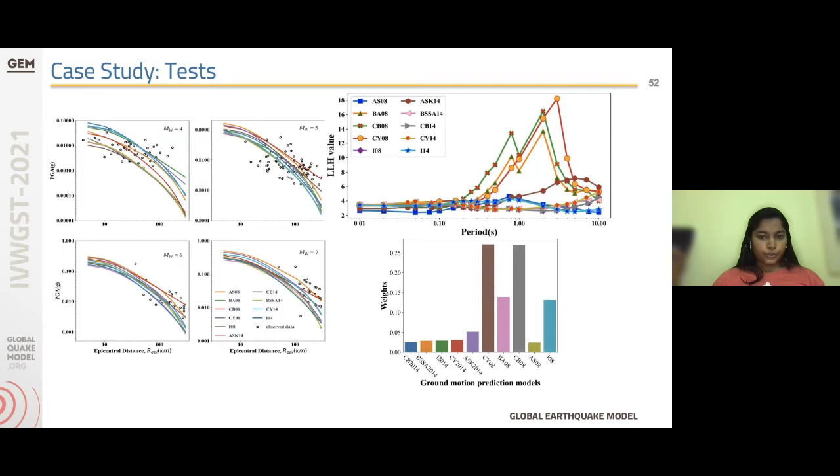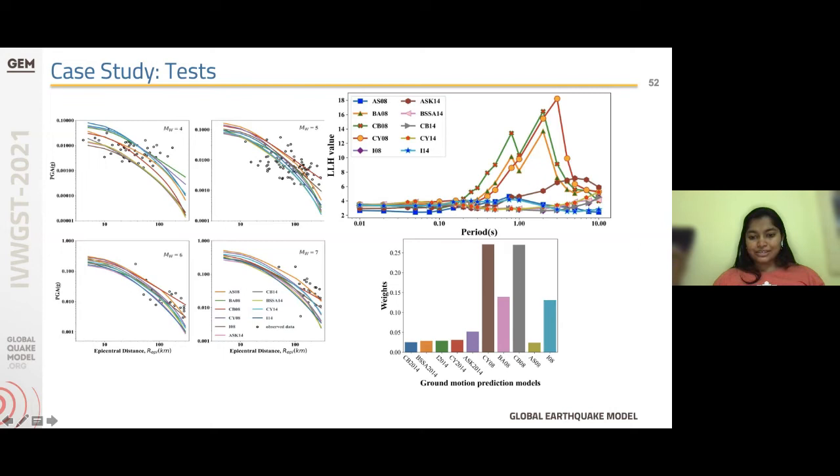So the reason why each of these things are studied in detail is to make a well-informed judgment while deciding the weights for the logic tree. Same thing when we consider log likelihood tests. Whenever we talk about likelihood, the higher the value, the greater the agreement between the model and the observation. Here, some of the GMPs were performing really well, especially CY08 or CB08. These are some of the models which we can actually use, and they can also take a relatively higher weight. That is what you can see here in the bottom plot.